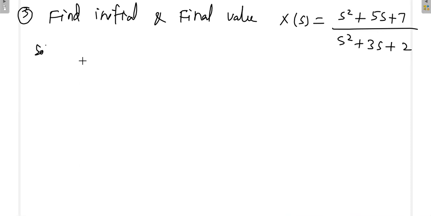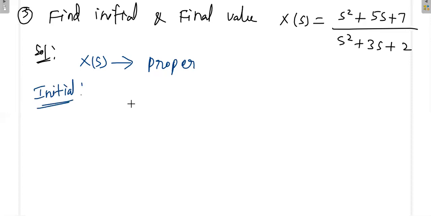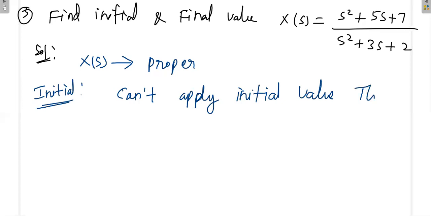Solution. Again, the given X(s) is proper, but not strictly proper. To apply the initial value theorem, the function X(s) has to be strictly proper, but it is just proper only, so we cannot apply the initial value theorem. Then what is the problem in applying the initial value theorem here?